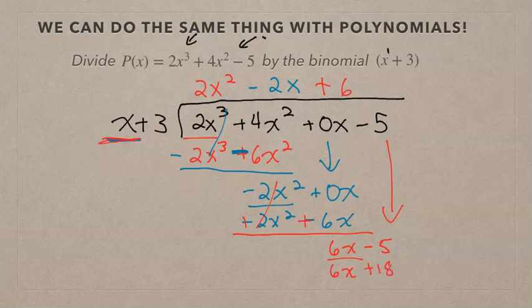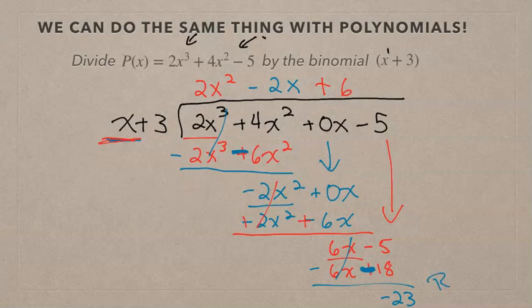I'm going to subtract or add the opposite. You get it. This is minus. And I say that's gone. Negative 5 minus 18 is negative 23. So that's my remainder because I have nothing left to bring down. So that's my little r.